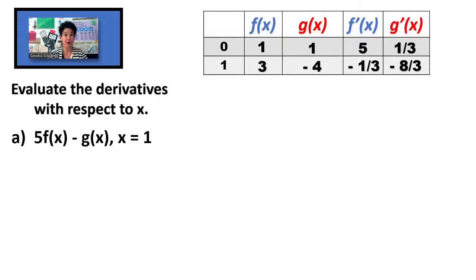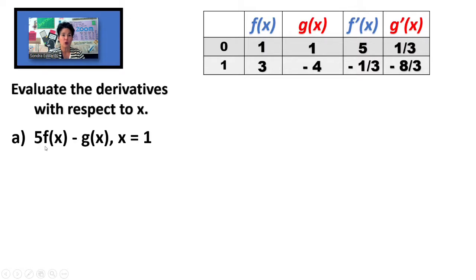We have a table of values for f and g evaluated at 0 and 1, and also their derivatives evaluated at 0 and 1. And we have this equation here, 5f of x minus g of x, and we are being asked to find the derivative of these functions and then evaluate them at a specific x value.